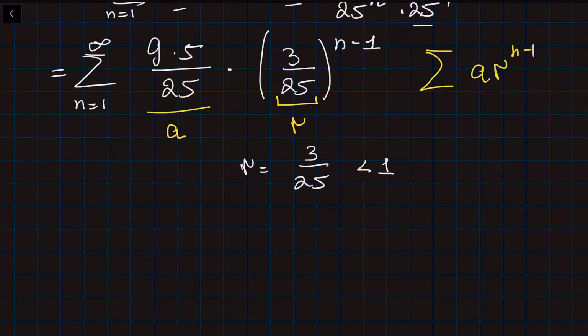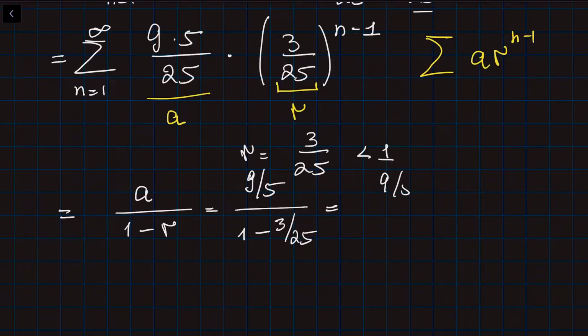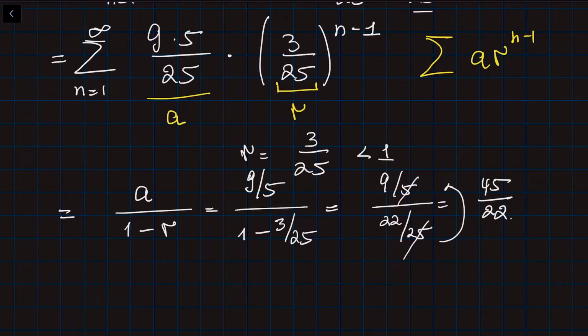So that is why the series is convergent, and its sum is equal to a divided by 1 minus r. So a is going to be equal to 9 over 5, divided by 1 minus r, which is 22 over 25. So it's going to be 9 over 5 divided by 22 over 25. We can cancel a couple of terms: if you cancel this and this, you're going to have 5, and this 5 goes up, and it's going to be 45 divided by 22. So the sum of this infinite series is equal to 45 over 22.